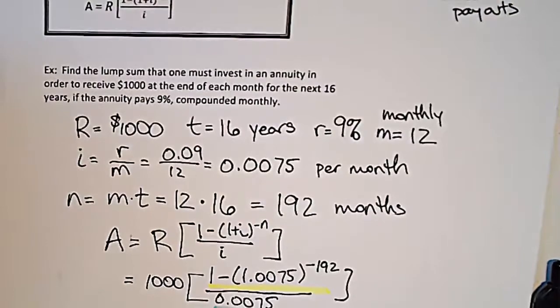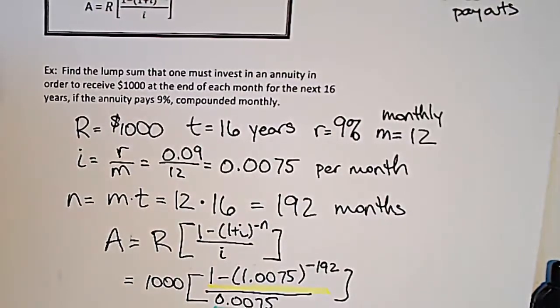Woohoo. Okay, math on. Next one, we're going to be talking about bonds. Bond. James Bond.